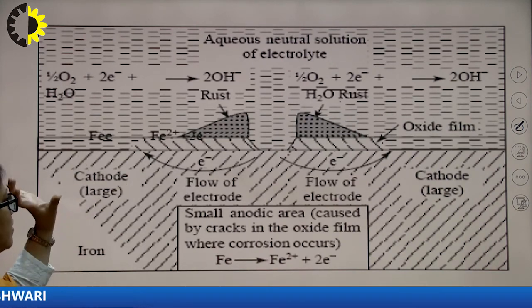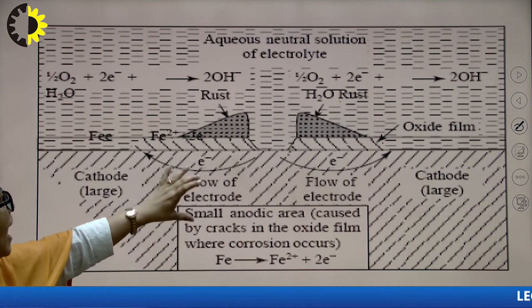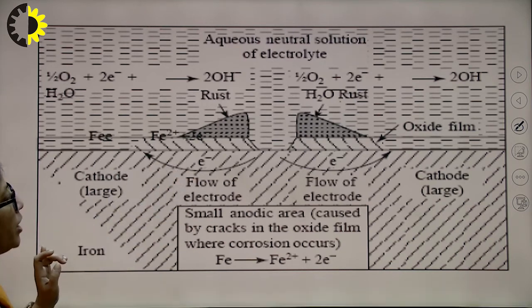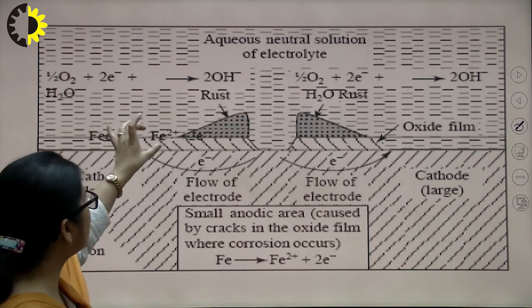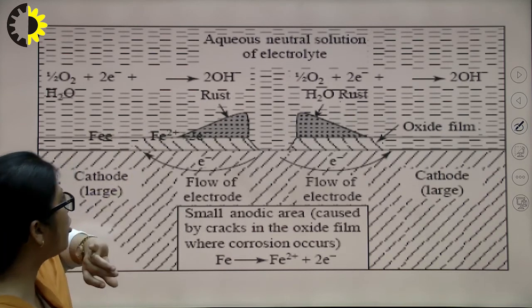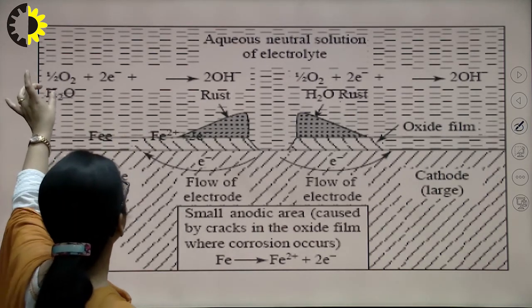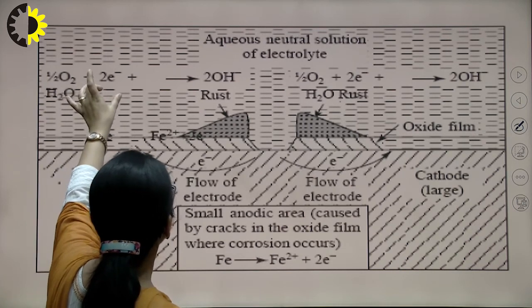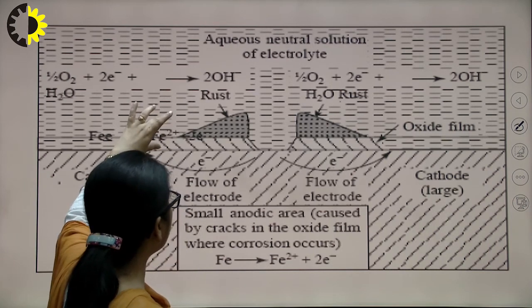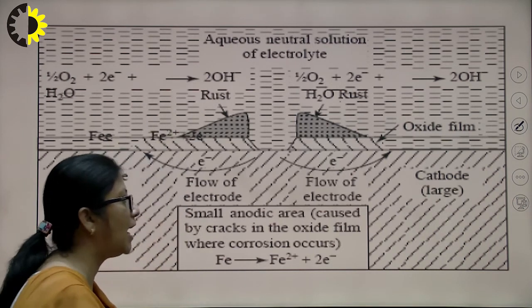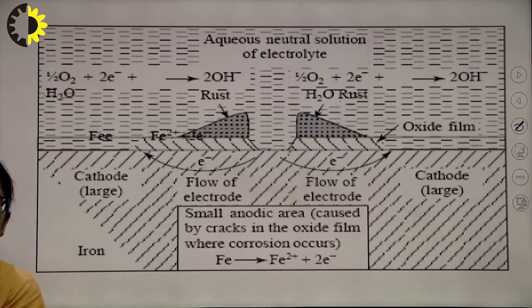Here cathodic areas are large and anodic areas are small. Here I am showing the corrosion in the aqueous neutral solution of the electrolyte. Here again Fe is getting converted into Fe2+ plus 2 electrons, and the oxygen will react with water and accept the electrons to form hydroxide ions. Finally, the ferrous ions react with hydroxide ions to form ferrous hydroxide, which then gets converted into ferric hydroxide.